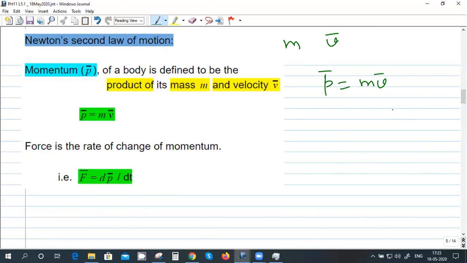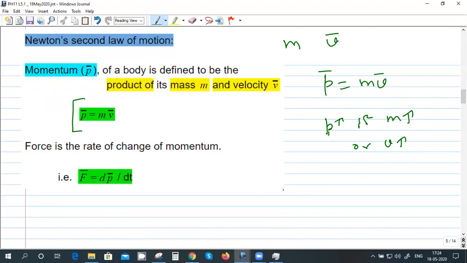Velocity is a vector, mass is a scalar, and scalar into vector is a vector, so momentum is a vector. Momentum will increase if the mass increases or the velocity increases. So momentum can increase either by increasing the mass or increasing the velocity, and the direction of momentum is the same as the direction of the velocity. So we define a new quantity called momentum, which is mass into velocity.